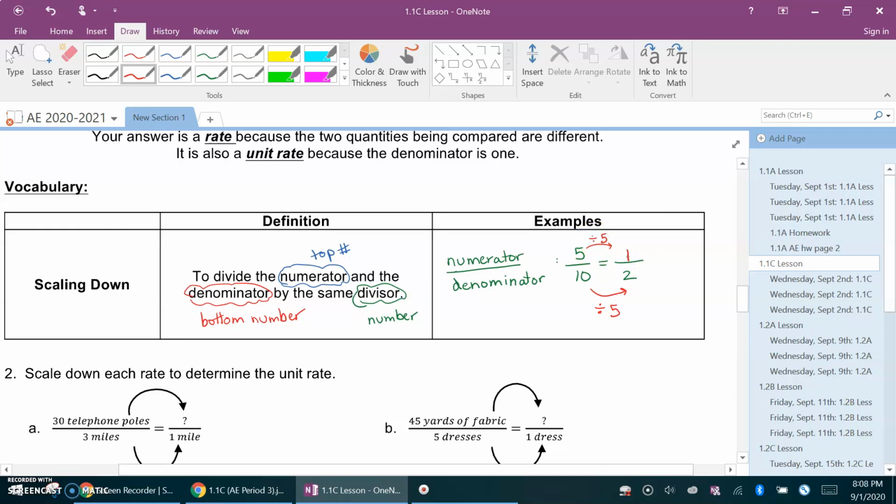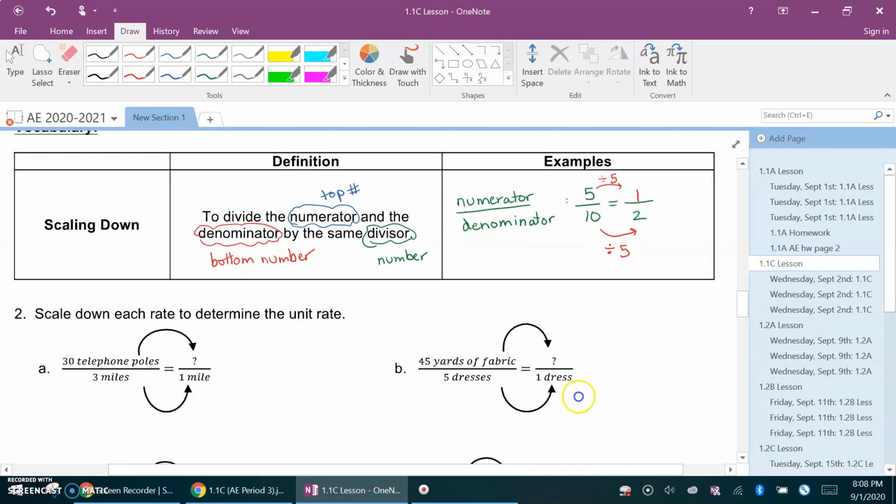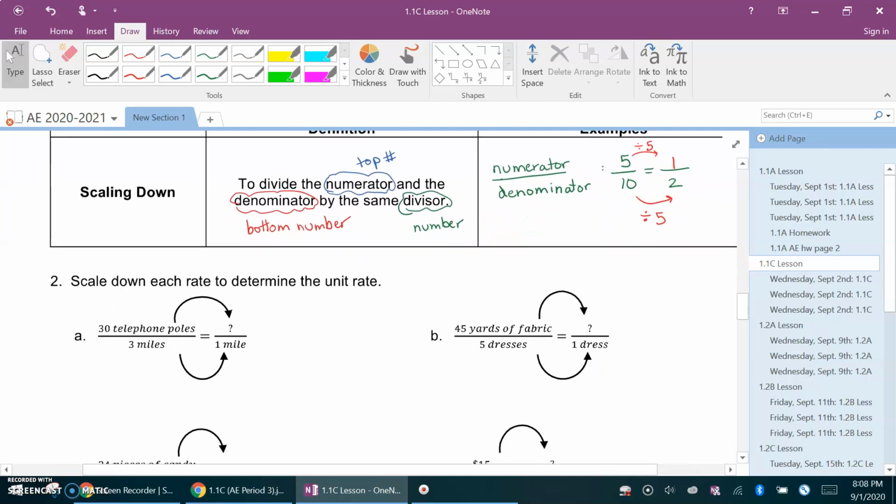So when you take quizzes and things like that for class, you actually get points for showing what number you're dividing by. So that way, if you're making a little computation mistake, you still have the work to get your answers.